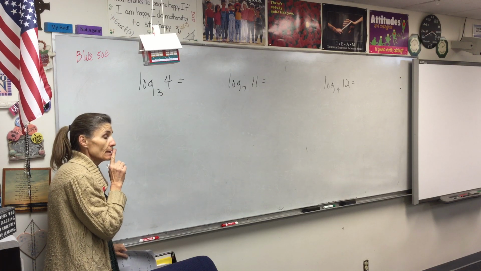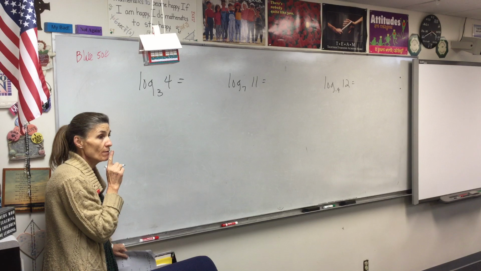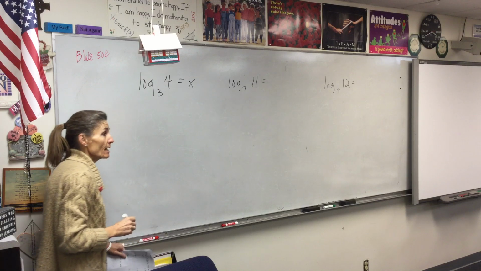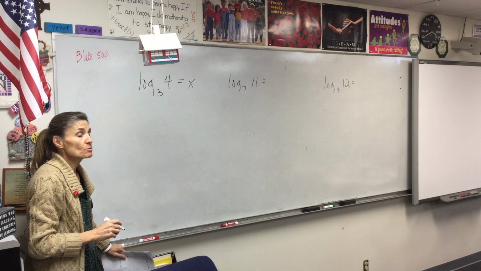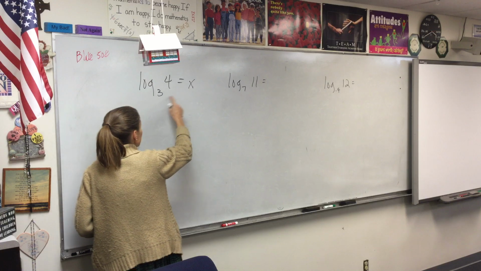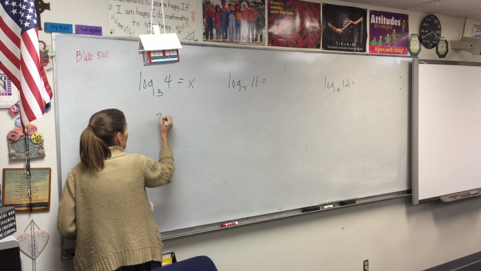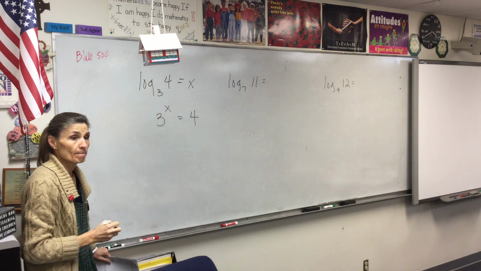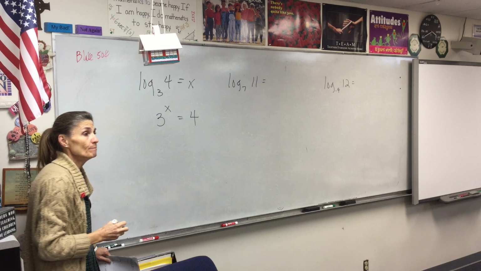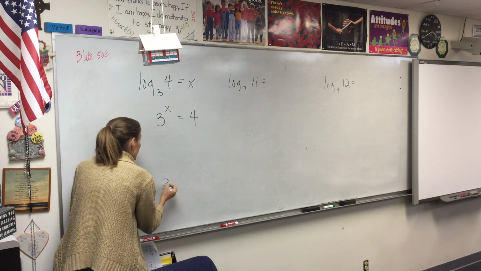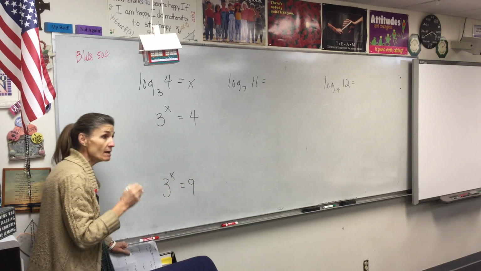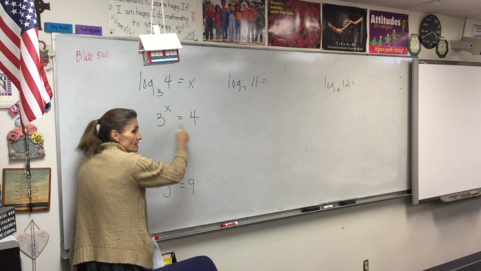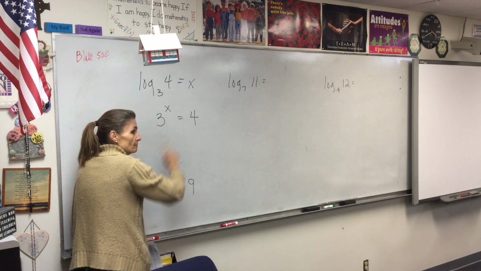is better. Now, I need everybody paying attention. This is on the exam. Let's set the problem equal to x. And let's rewrite it. How would this be rewritten? 3 to the x equals 4. Now, kids, if that had been 3 to the x equals 9, everything would be great, right? This is not great. This is bad.